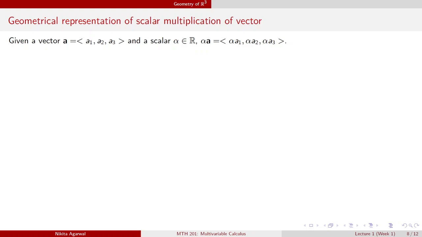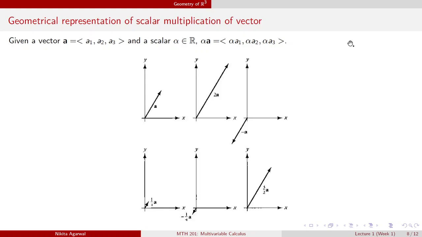Now let us understand the geometrical representation of scalar multiplication of a vector. Given a vector a and a scalar alpha, which is a real number, alpha a is given by alpha a1, alpha a2, alpha a3. So what does it mean?